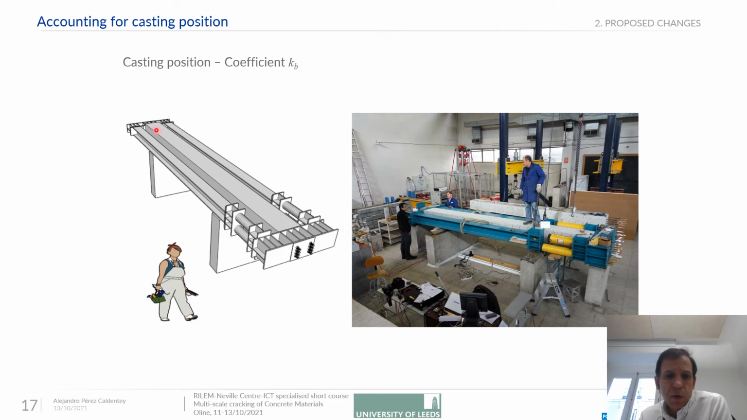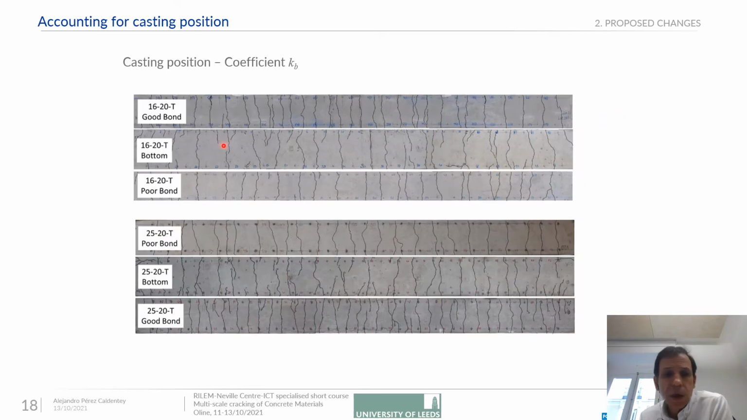We were able to confirm this effect when we tested these ties in tension. In these ties, we have two faces, which are actually the lateral faces. One of them was cast in good bond conditions, while the other was cast in poor bond conditions. By comparing the cracking pattern between the two side faces, we could confirm this effect very clearly.